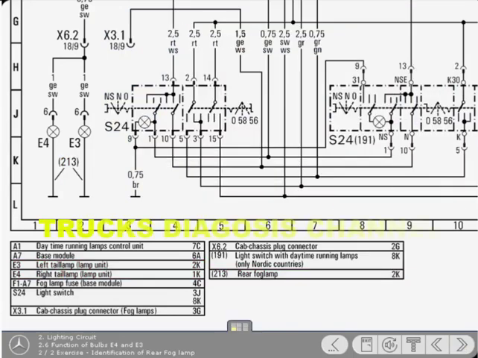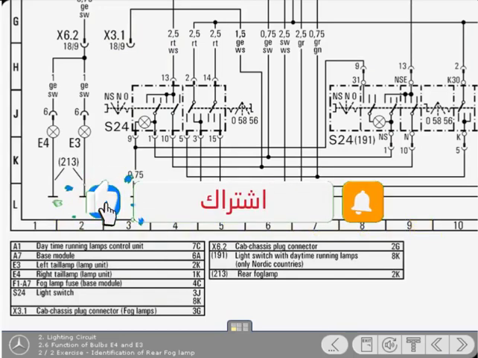Now answer this question. Click on the rear fog lamp symbol on the diagram that is correct for a right-hand drive vehicle.